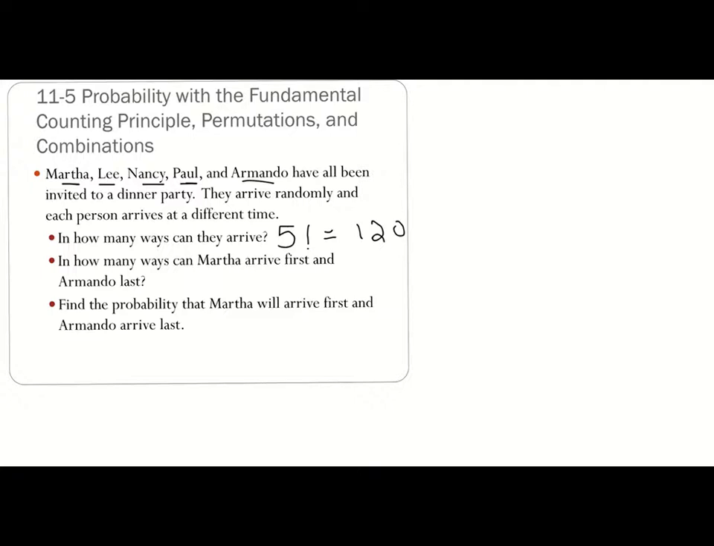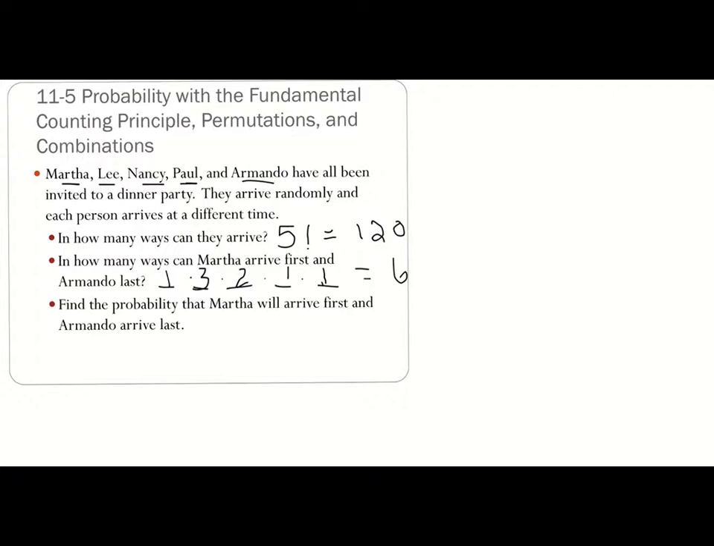Then they want to know, in how many ways can Martha arrive first and Armando last? If I make 5 spaces for my 5 people, Martha arrives first, so we have 1 choice for first, and Armando arrives last, so we have 1 choice for last. For the second spot, because we've already used 2 people, we have 3 people to choose from. Then we have 2, and then we have 1. When we multiply 1 times 3 times 2 times 1 times 1, we end up with 6.